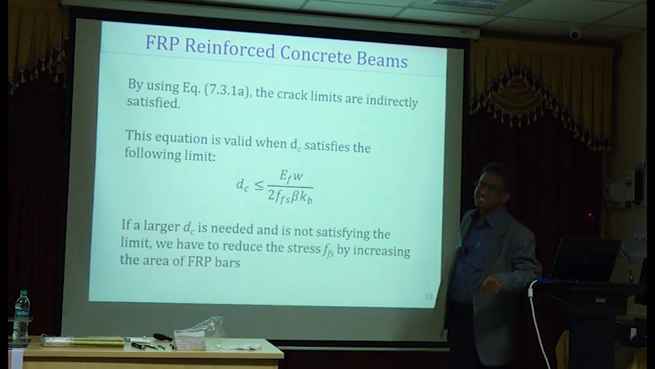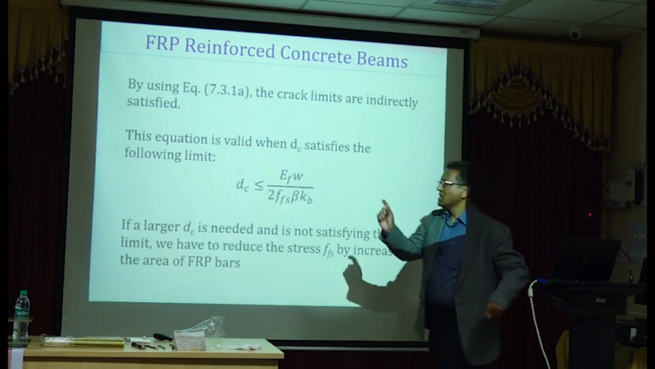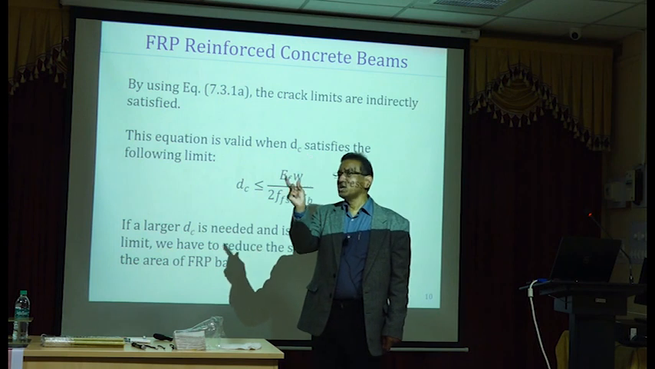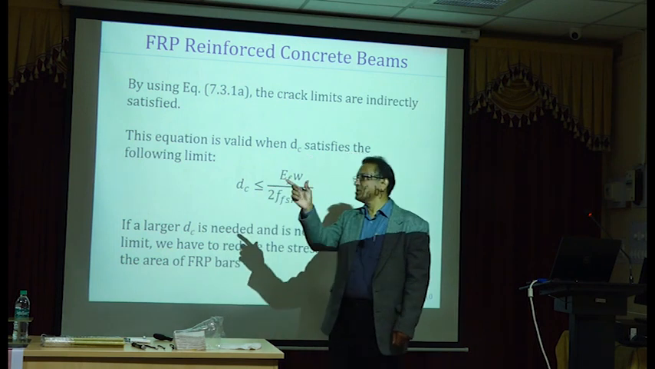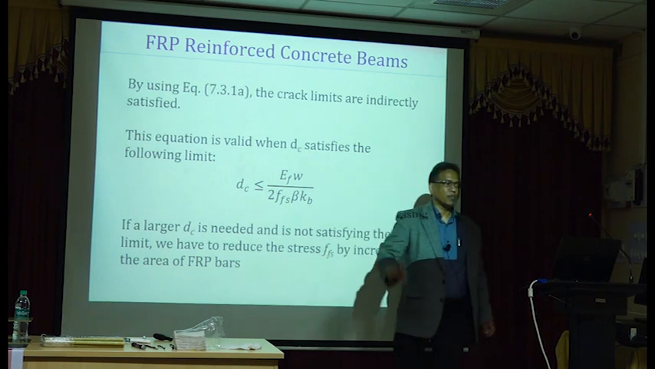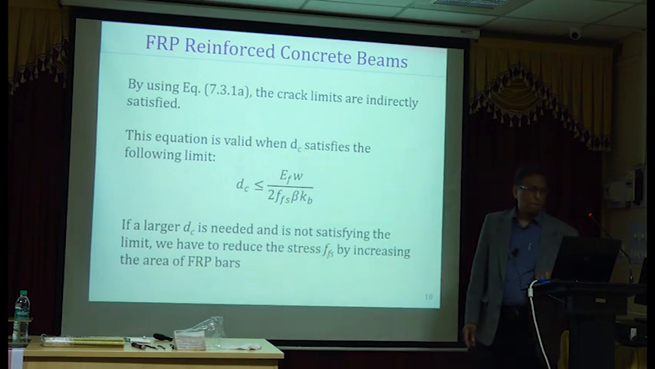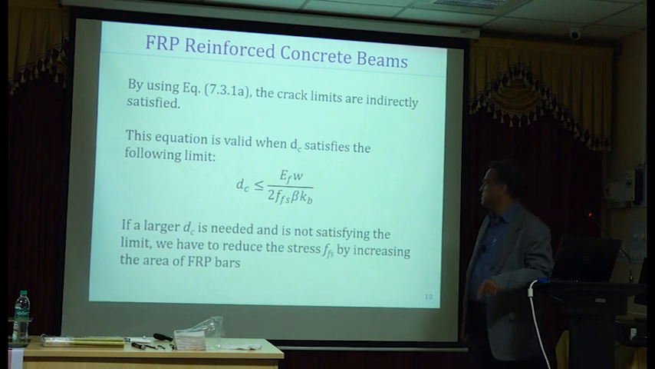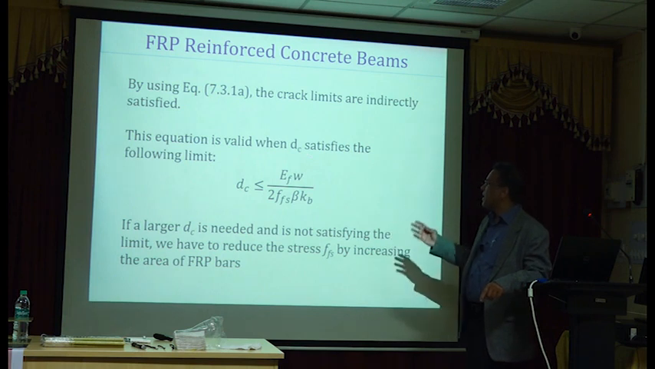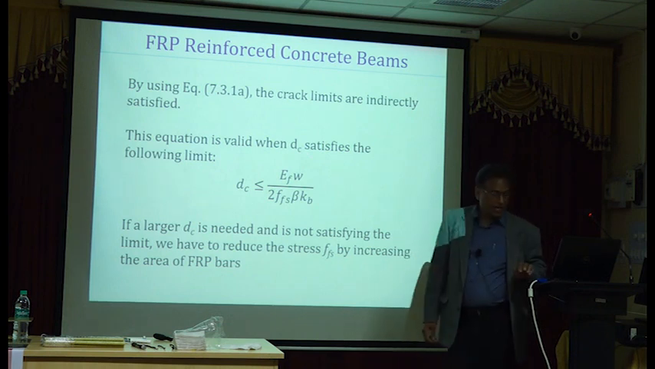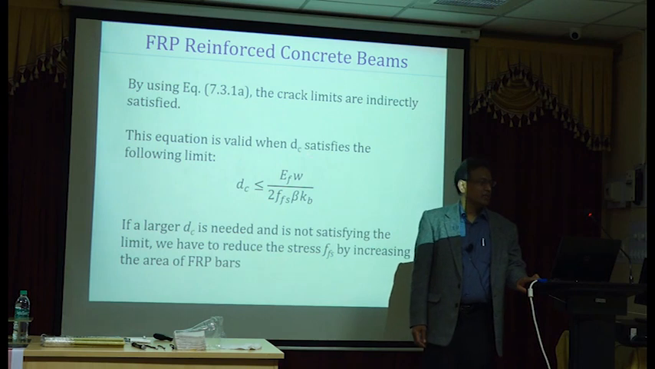It's not the same as c_c. c_c is the distance from the center of the bar to the nearest surface. It can be side distance or bottom distance, whereas d_c is the concrete cover to the bottom. Okay, so we can increase d_c or reduce stress f_fs by providing a larger number of bars, or increase the area of FRP bars.